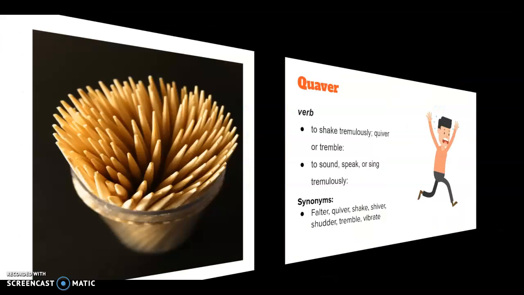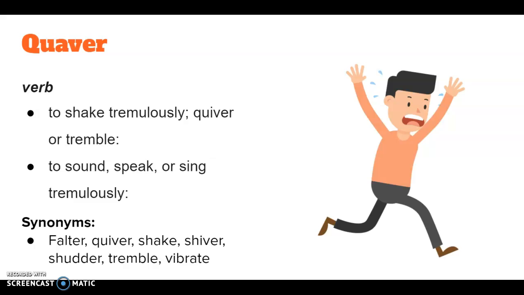Splinter. The next word this week is quaver. Quaver. And this is a verb, so it's something that you do, but it's typically involuntary, which means you're not totally in control of when you quaver. And it means to shake tremulously, to quiver, or to tremble, to sound, speak, or sing tremulously.